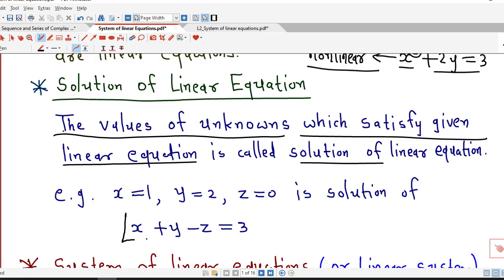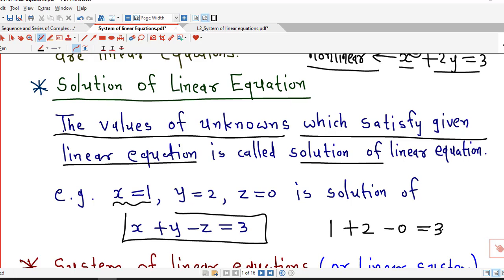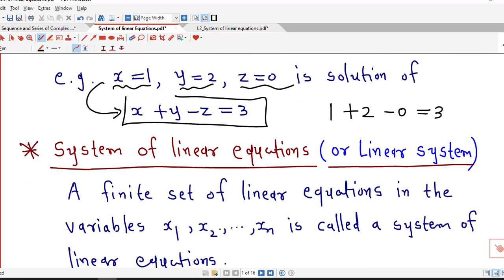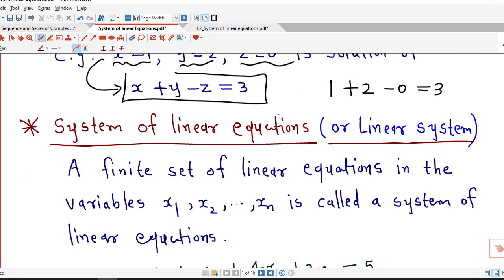If we consider this linear equation x plus y minus z equal to 3, and if we put x equal to 1, y equal to 2 and z equal to 0, we will obtain 3. So these values of x, y, z satisfy this equation. Therefore x equal to 1, y equal to 2 and z equal to 0 is a solution of this linear equation. Now once we are clear about linear equation, we can define system of linear equations.